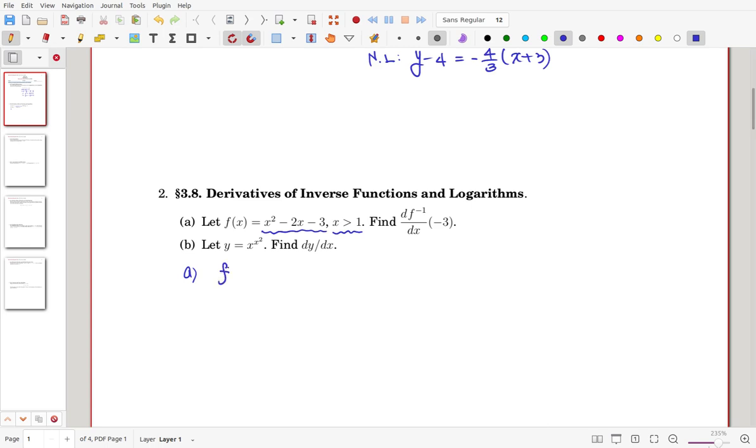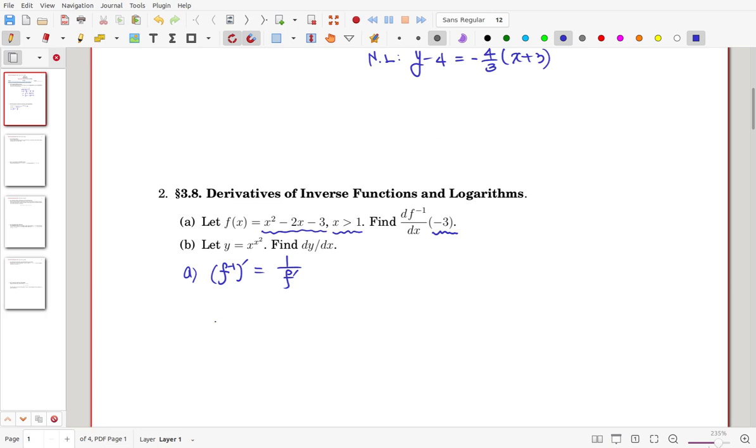The main idea is that f inverse prime is the same as 1 over f prime. But the evaluation point must be well chosen. Here the point is -3, but if you try to measure f prime at -3, then it's wrong, since f is not even defined at -3.